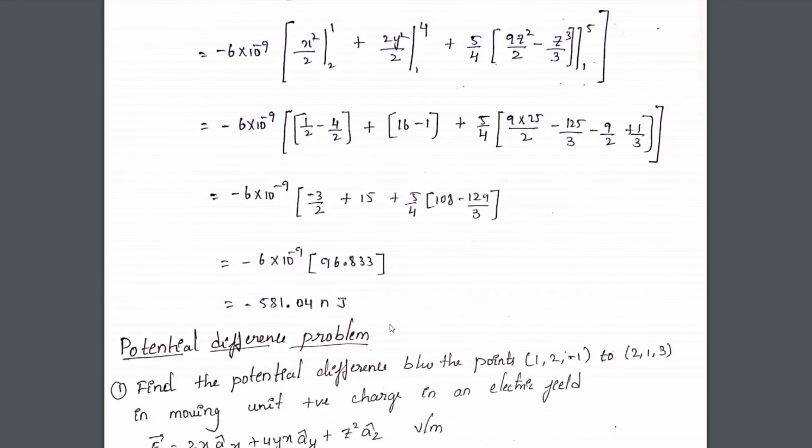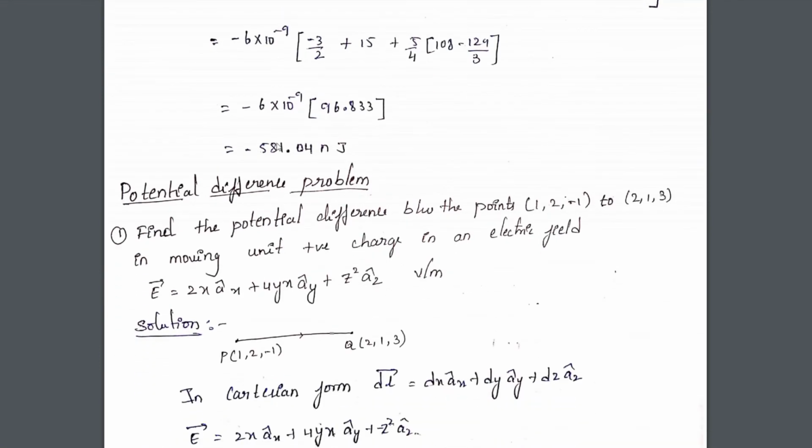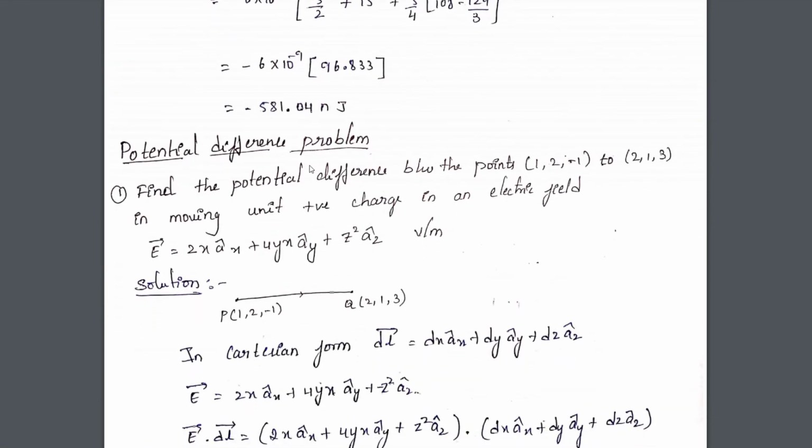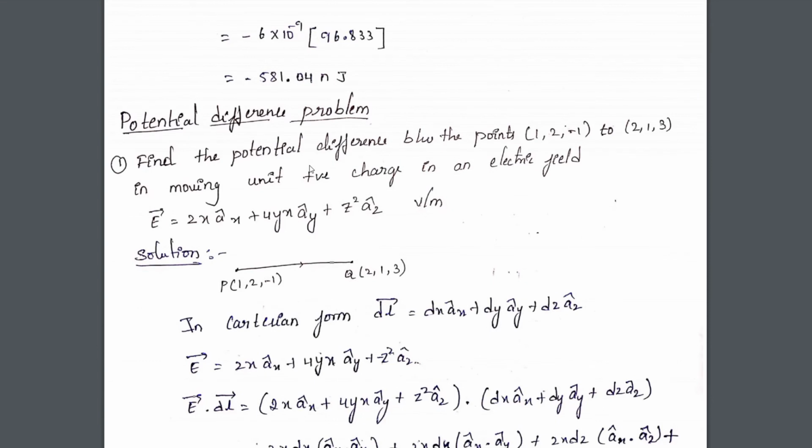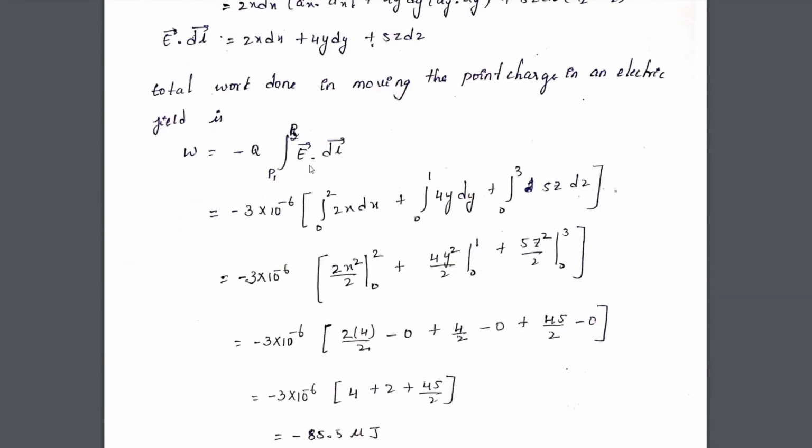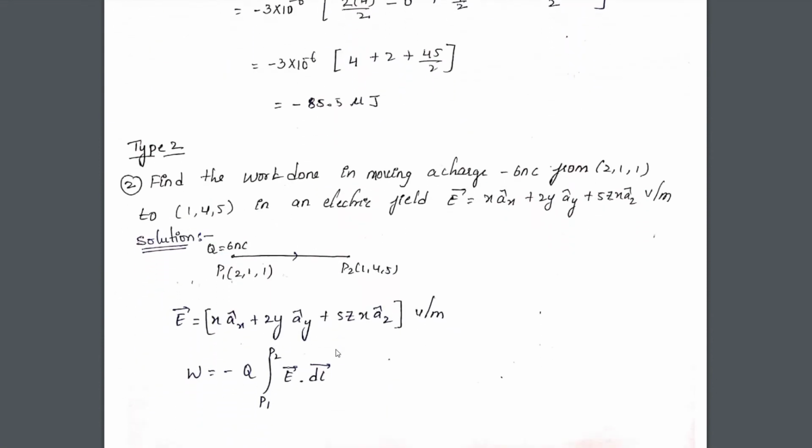I hope all of you understood what is work done. You know what the expression for that is, and you also understood that in all these work done problems, the dot product of E dot dl is calculated first. Then we put it in the integral and integrate it. If integration can be done directly, you do it. Otherwise, if it's not possible, you use the relation of the straight line, substitute back and then do the integration.